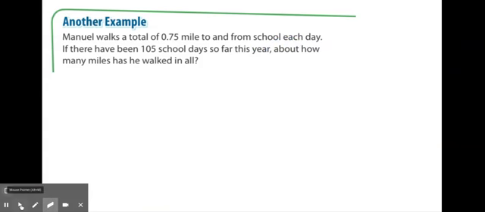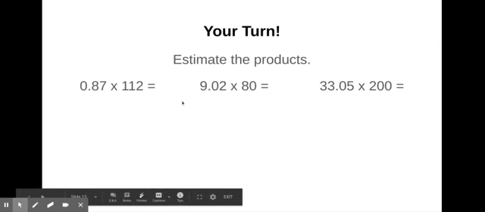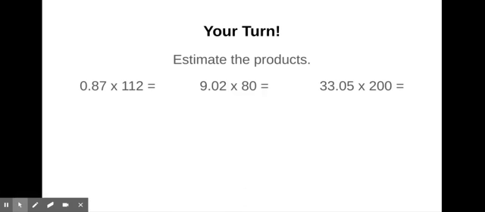Try a couple problems on your own. These problems are from your math book. They are numbers 3, 5, and 7. Go ahead and pause the video to try these problems. Remember, round one or both of your factors and then multiply. Go ahead and try this out. Got your answers? Let's check them together.